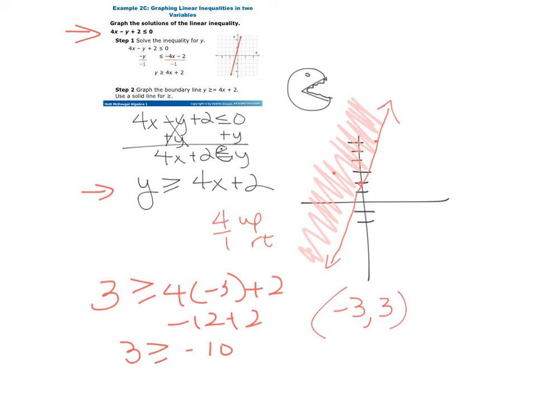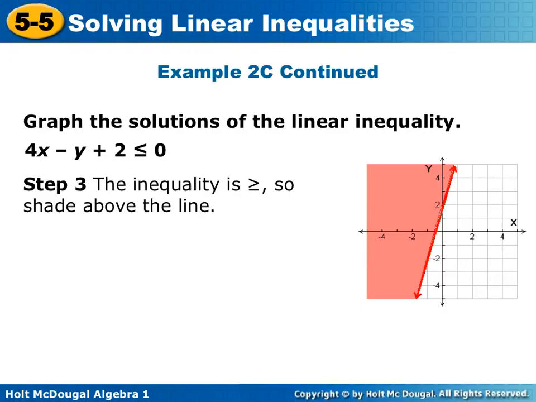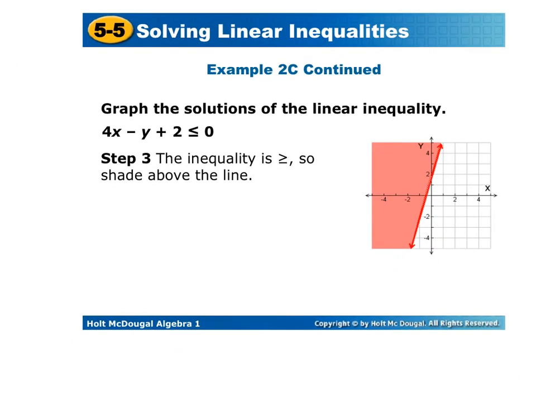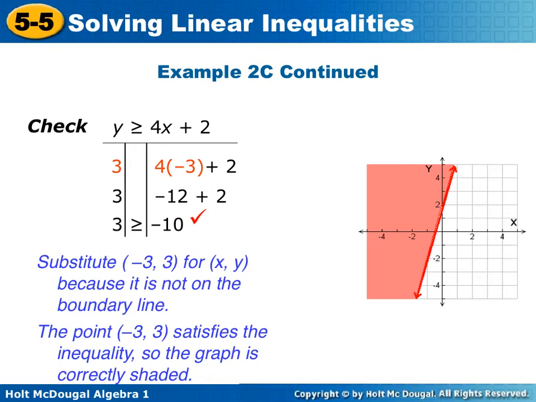Good so far? That's all there is to this lesson. Rearrange it into slope-intercept form. Graph the line, and then shade the correct side. You can double check your shading by plugging in an ordered pair. Here is their graph. Notice there's a solid line, and again, they shaded that top half. And again, they plugged in the same ordered pair, -3, 3, and they got it to satisfy it.